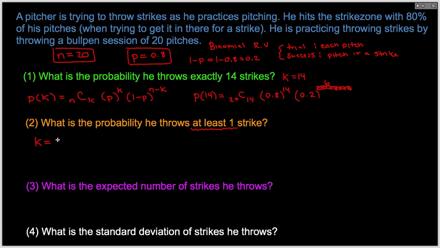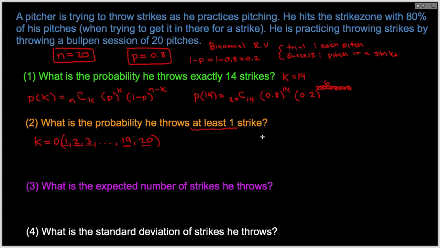And the number of successes could be 0 out of 20. It could be 1 out of 20. It could be 2 out of 20. It could be 3 out of 20. All the way, it could be 19 out of 20 and 20 out of 20. Normally, you're starting at 0 and you're ending with the number of trials, n. That's normally how you're doing it. So you want to know the probability he throws at least one strike. So 1 or 2 or 3 or 19 or 20, all these guys, right?